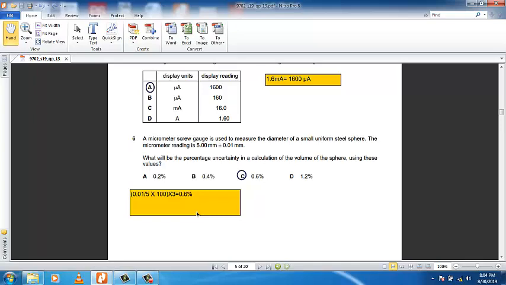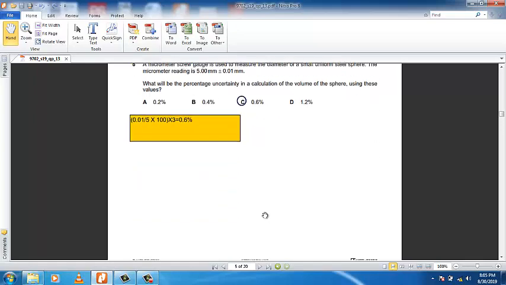You just multiply it by 100, and because it's a volume, it's R cube. So the 3 would be multiplied with it because the power comes in front of the uncertainty. So it's 0.01 divided by 5 into 100 into 3. Into 3 is because of the cube volume. It's 0.6%, C is the answer.